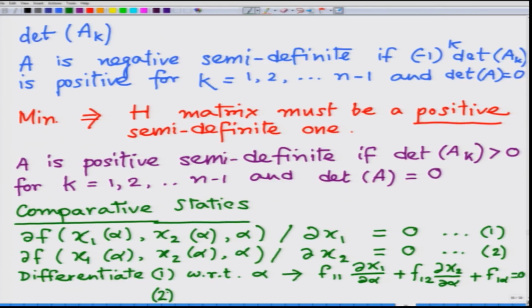Now differentiate 2 with respect to the parameter alpha, which is changing, and now we will get f21 del x1 del alpha and so on, and you need to set that equal to 0 as well. So you get two equations and you can name them number 3, number 4. What are the variables in these equations? We are actually interested in the comparative static components, which are namely del x1 del alpha and del x2 del alpha. So these are the variables of interest.